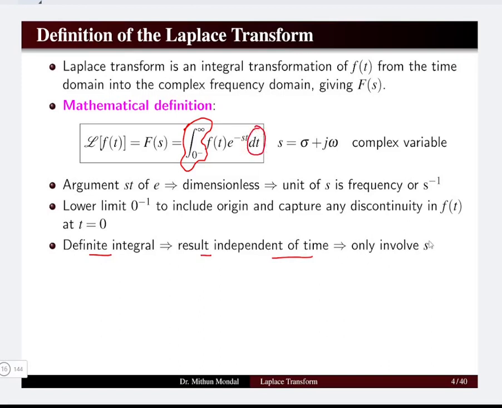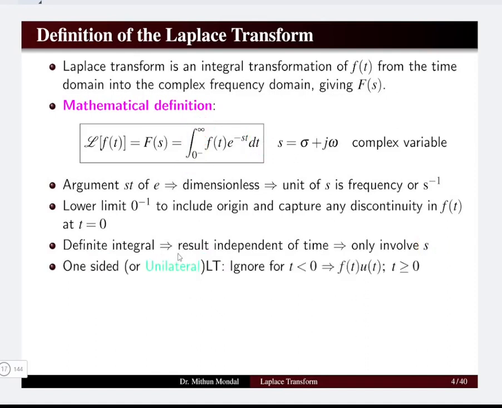Then only one variable will be involved in the output F of s, that is a function of the Laplace variable s. Now there are two different types of Laplace transform, depending upon the integration. One is known as one-sided Laplace transform or unilateral Laplace transform. So if we ignore all signal for t less than 0, meaning it is f of t into u of t for t greater than or equal to 0, then it is known as unilateral Laplace transform.